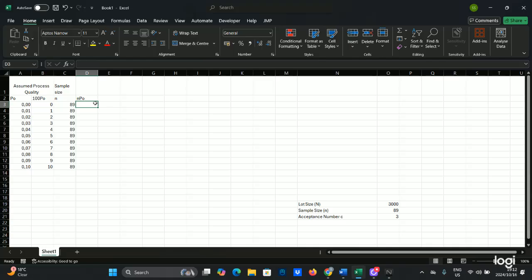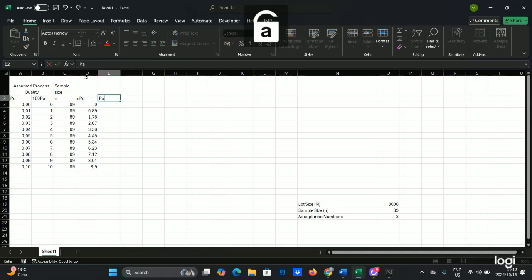Now, to calculate our NPO value, we simply multiply PO, or proportion defective, by n, and then we press equals and drag our formula. Since we are done with the NPO value, now we calculate our probability of acceptance. I'll name it PA.